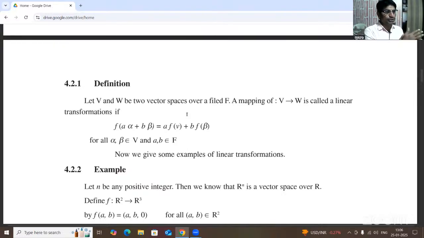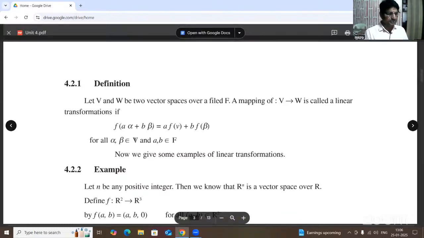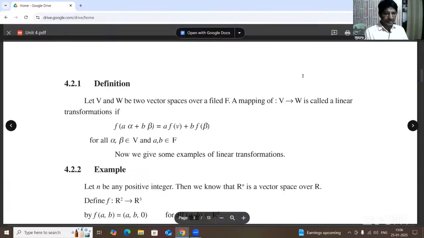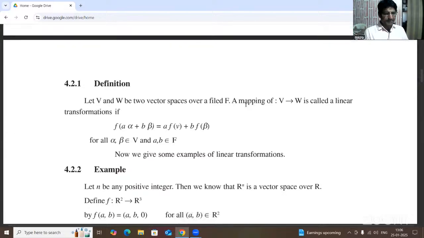Let V and W be any two vector spaces over a field F. Students, listen carefully. In the final examination from this block, the question is: define linear transformation or linear mapping or homomorphism of vector spaces. Okay, there are similar names. Let V and W be two vector spaces over a field F. Now write the mapping F maps V to W. That mapping is called a linear transformation.